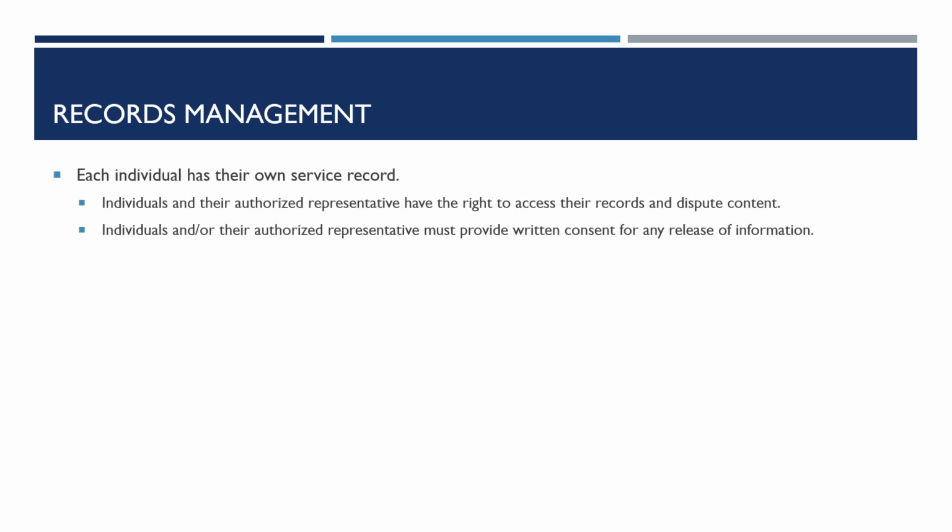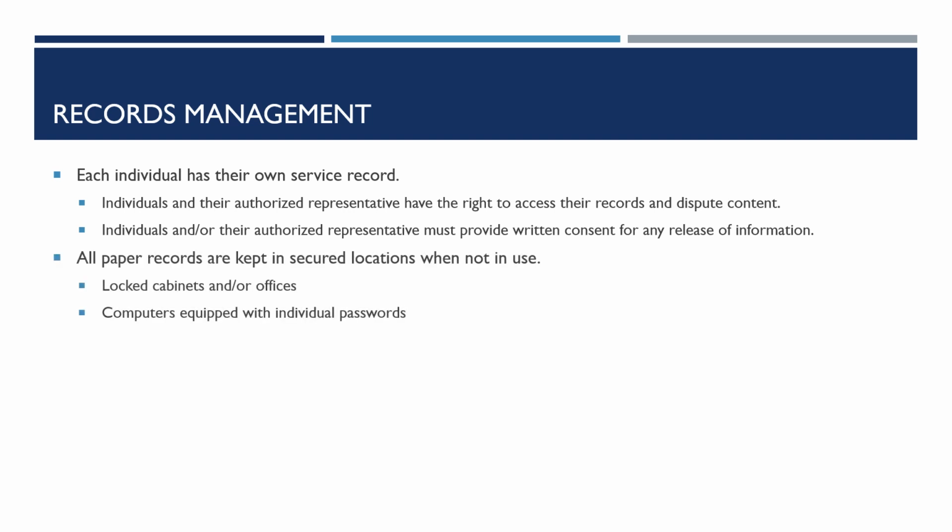For records management, each individual has their own service record. Individuals and their authorized representative have the right to access their records and dispute content. Individuals and/or their authorized representative must provide written consent for any release of information. So individual service records are individualized, and they are also legal documents. You should not be writing, the only name that needs to appear in an individual service record is their own. You should not be writing names of housemates or family members or staff members.